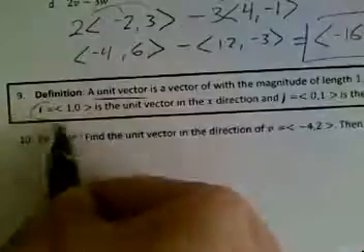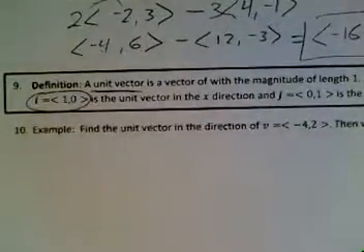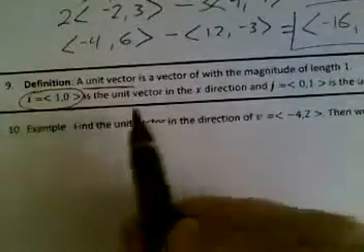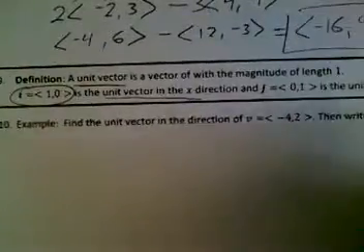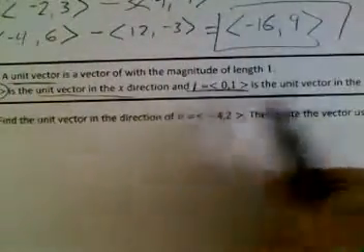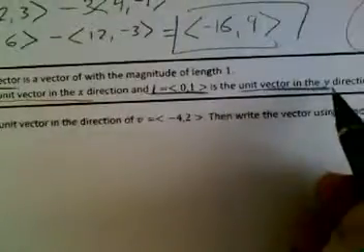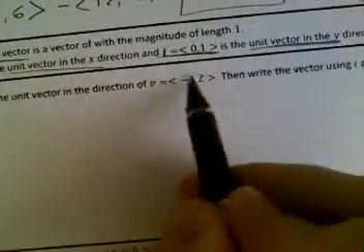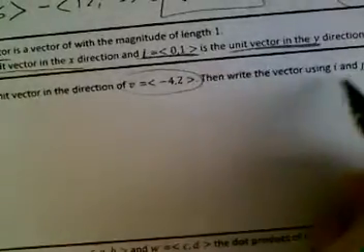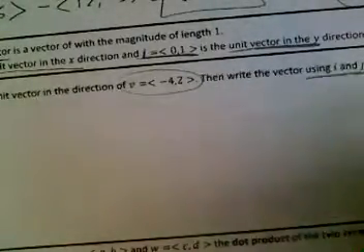We have i, and yes, this is similar to the whole i equaling the square root of negative 1, but it's not that. In vectors, i stands for the unit vector in the x direction. j stands for the unit vector in the y direction. So, find the unit vector in the direction of this, then write the vector using this.